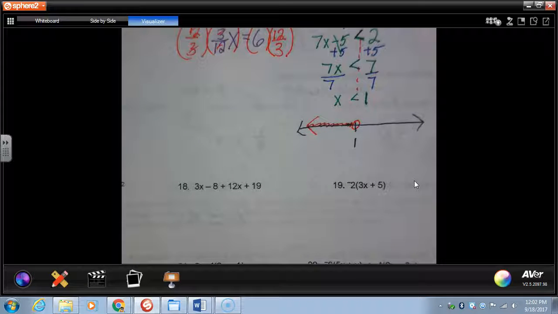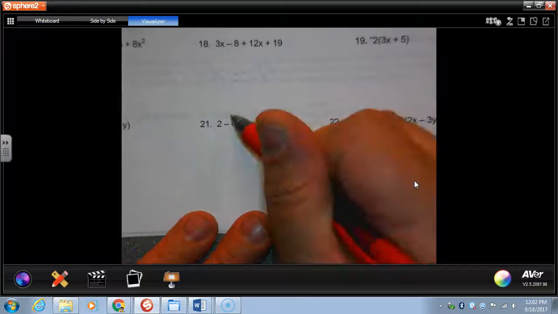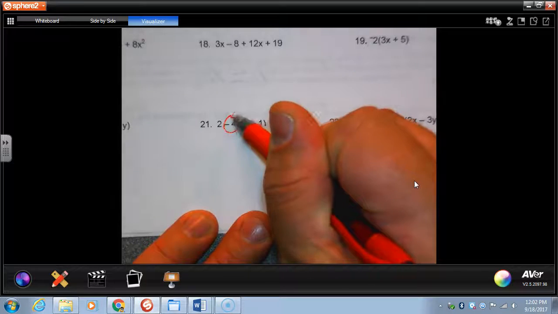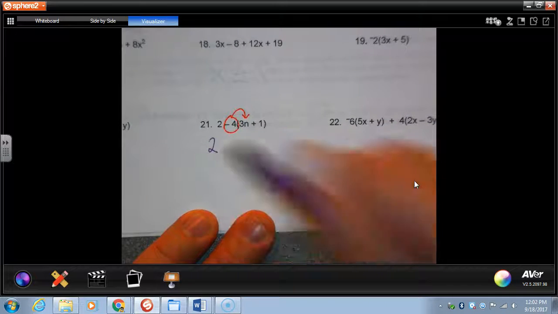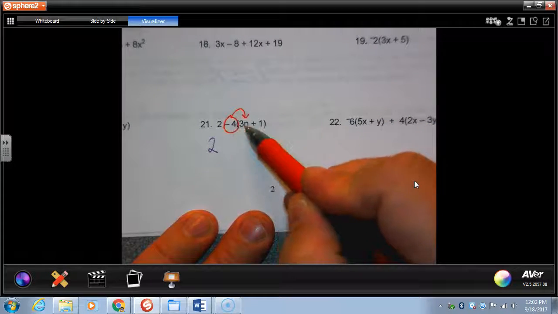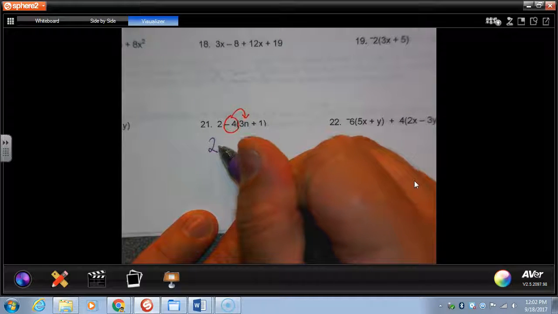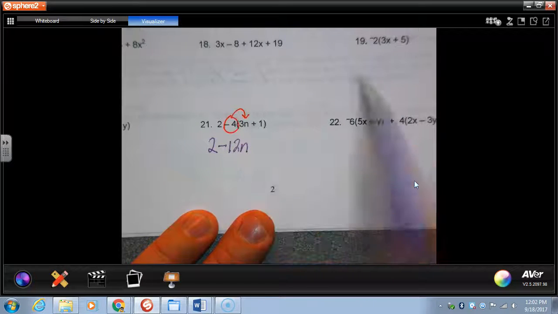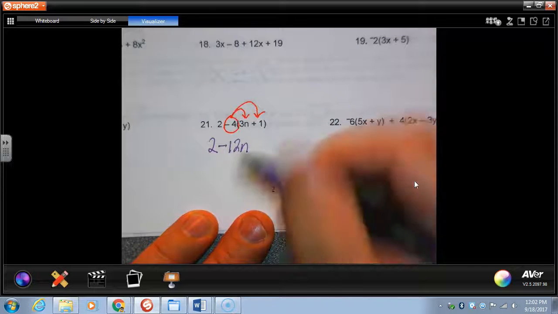All right, let's see. 17 through 22, you're just simplifying expressions. I'll do 21. I have to distribute the minus 4. Not doing anything to the 2. Negative 4 minus 3 times 3n is minus 12n. Negative 4 times a positive 1 is negative 4.